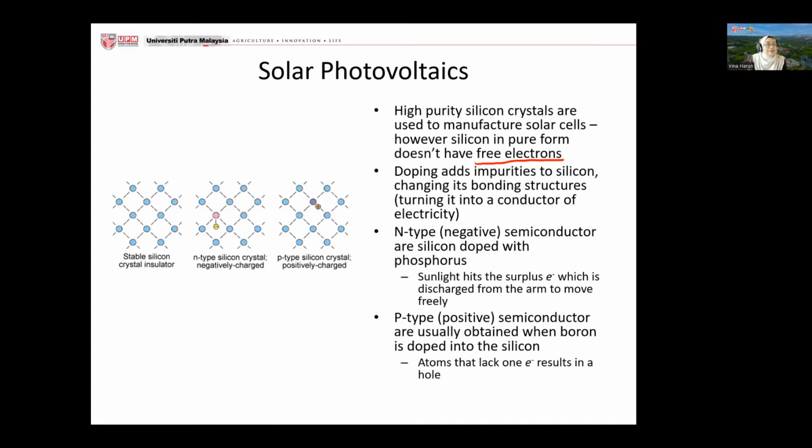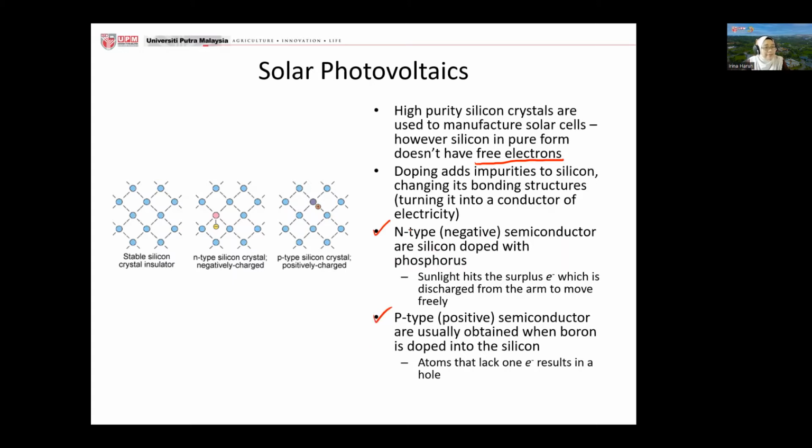Because it doesn't have any free electrons. Okay, and because of that, usually there are two types of silicon crystal that are being used in solar PV. So one is doped with phosphorus. Okay, you can see it here actually, N-type and P-type.